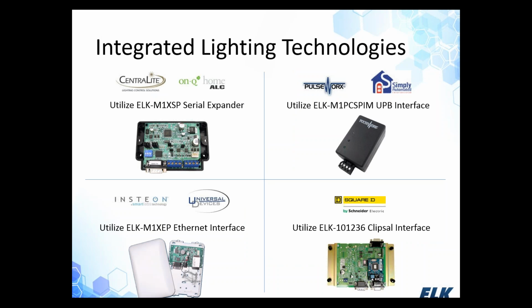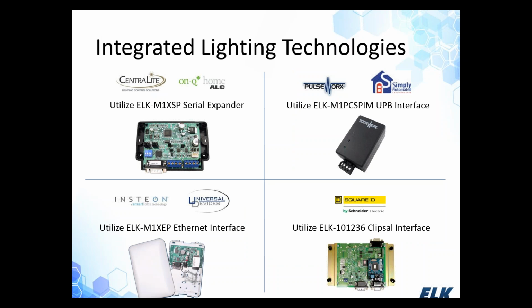Now, what technologies in lighting control can we actually do? Here's a list of some lighting partners that the M1 integrates into, and the different things that we actually need for it to happen. So if we want to do some Insteon, we need the Ethernet module and Universal Devices ISY product. If we're doing UPB, we add this ELK M1 PCS PIM module to interface into UPB lighting products.